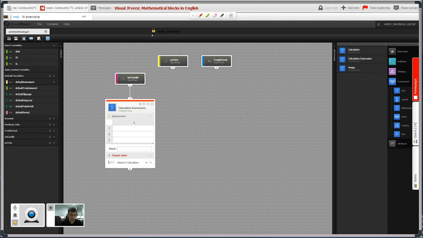Okay. First, we're calculating the level of the risk from equity. So we multiply our current equity level. Risk would be equity multiplied by our risk level in percents.